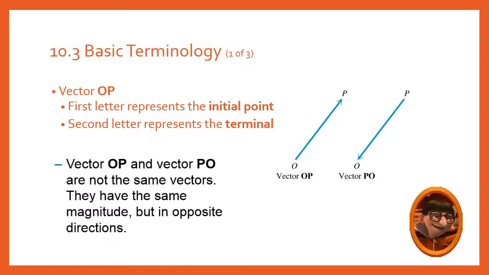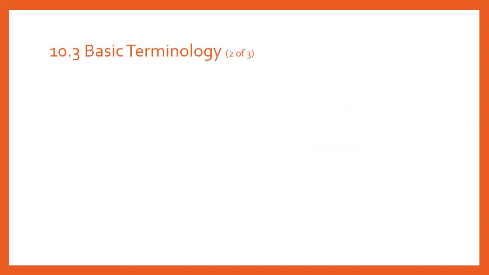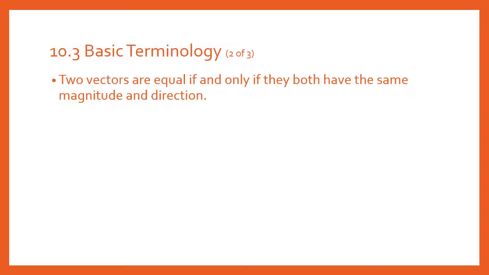Notice we have two vectors here. We have OP and PO. Those are not the same vectors. They are, in fact, opposite. They have the same magnitude. The magnitude, by the way, is represented by the length of the vector, but they are going in opposite directions. Two vectors are equal if and only if they have the same magnitude and the same direction.